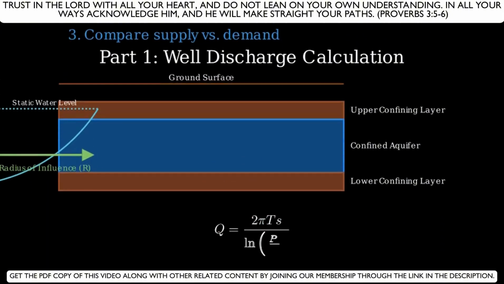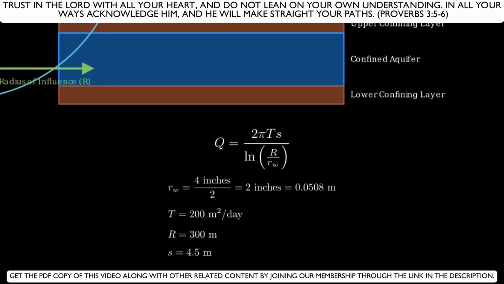Q equals 2 pi times transmissivity times drawdown, divided by the natural logarithm of the ratio of radius of influence to well radius. Let's gather the known parameters. The well diameter is 4 inches, which means the well radius r_w equals 2 inches, or 0.0508 meters after conversion. The transmissivity T is 200 square meters per day. The radius of influence R is 300 meters, and the drawdown S is 4.5 meters.